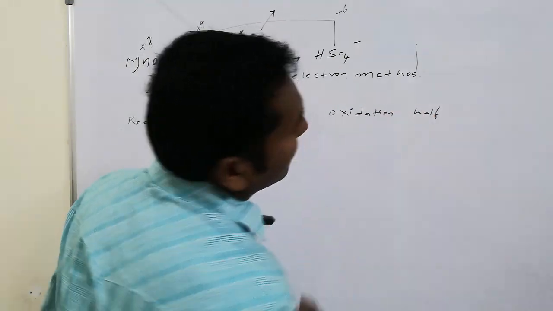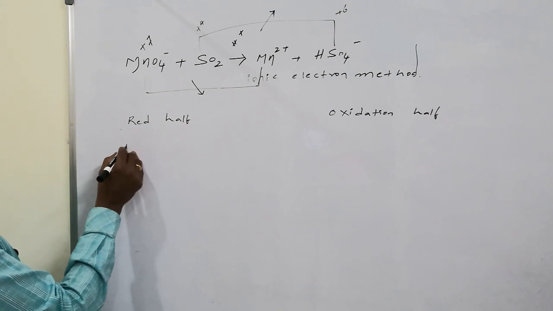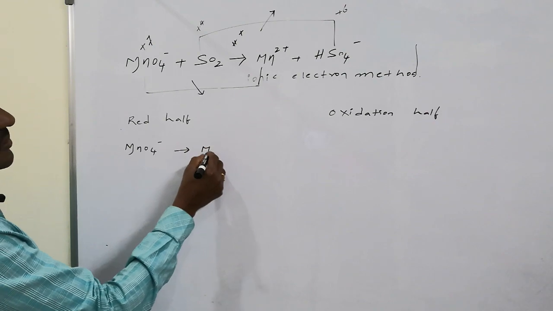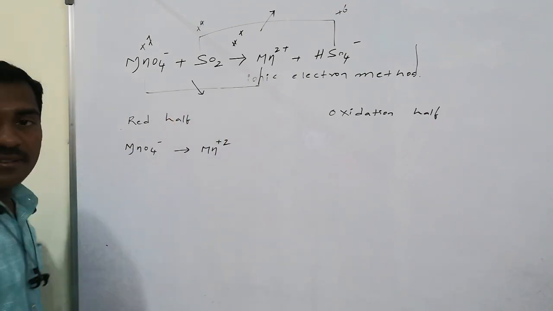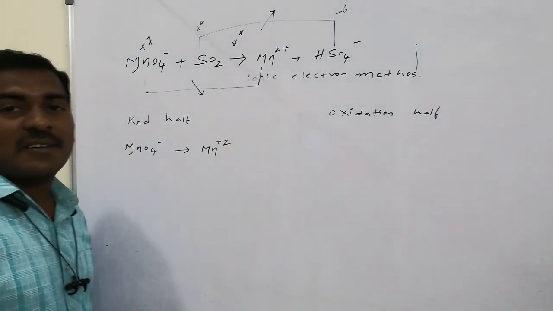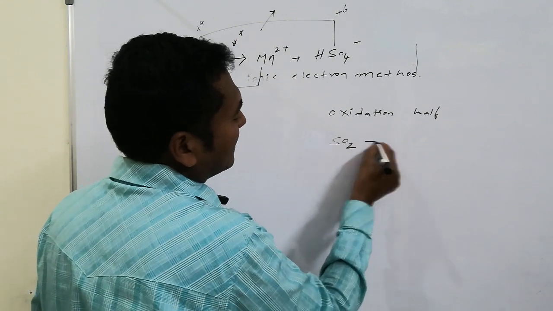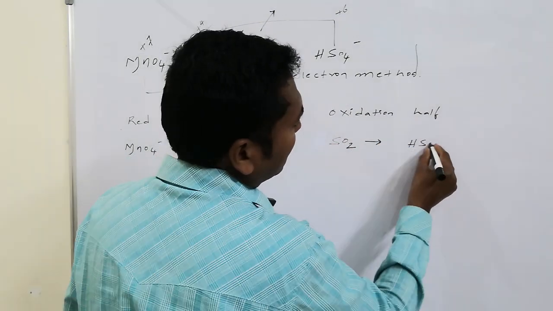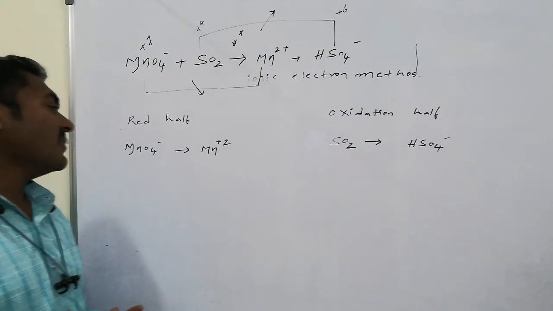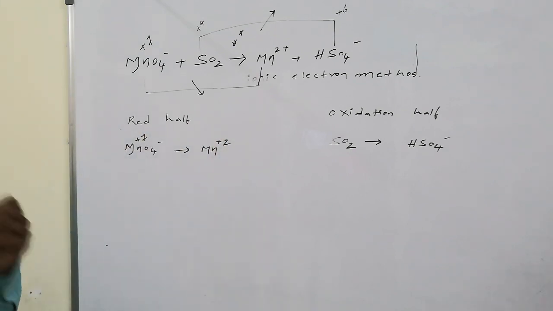The oxidation half reaction and the reduction half reaction. In the reduction, this MnO4 minus, our starting material, is converted to the product, that is Mn2 plus. Reduction is a process in which gaining of electrons is present, whereas in oxidation, the starting material sulfur dioxide is converted to the new species, that is HSO4 minus. This +7 state is converted to +2 state, that is known as reduction.